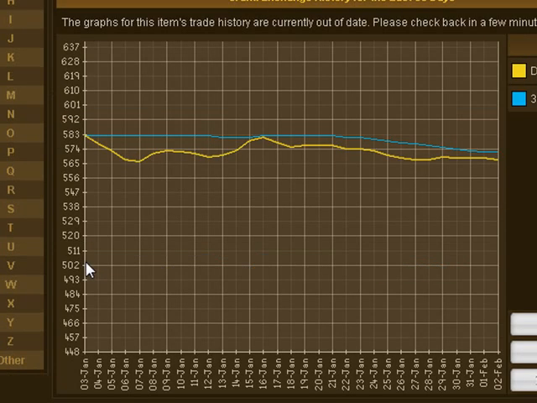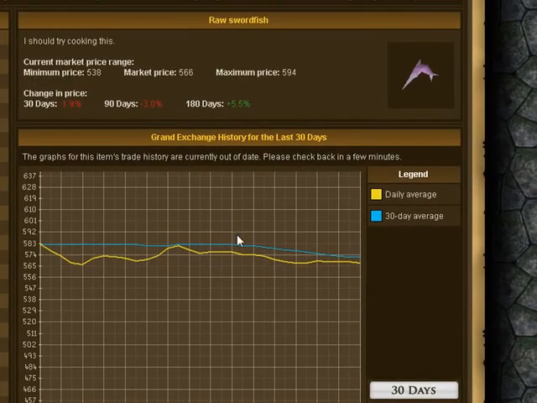You can see on the 3rd of January it was 583. Around the 16th of January it was 583. The minimum price there is 565, and the 2nd of February is 566, 567, somewhere around there. Let's have a look what it says here. Market price 566.